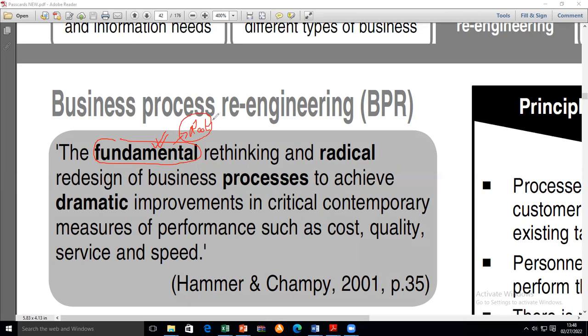We're not just doing a surface evaluation, no. Deep thinking. And once we fundamentally rethink, then comes radical redesign of business processes. Now, radical means that we're talking about a complete change here. We're talking about the transformation.